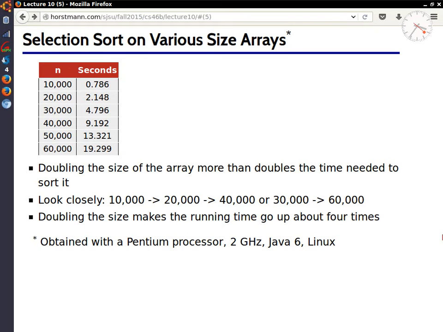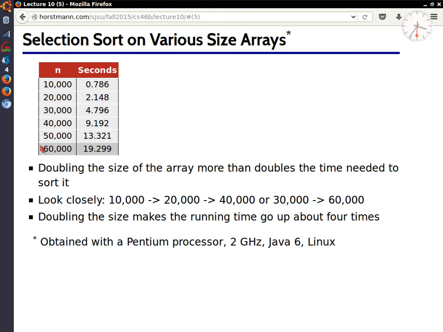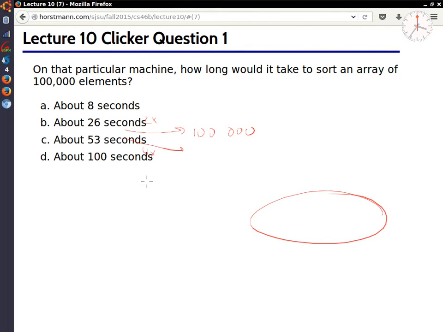looks like most people have figured this out. So C is in fact the right answer. And so what you need to do is, we were going to go to 100,000. So you go from 50,000 to 100,000. Now that multiplies it by 2. And as we've seen here, we know empirically that the time now goes up by 4. So 4 times 13 is about 53 seconds. Okay, so that's how it goes.